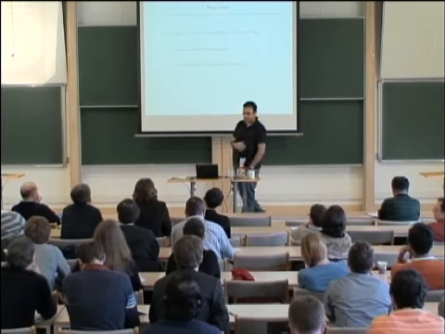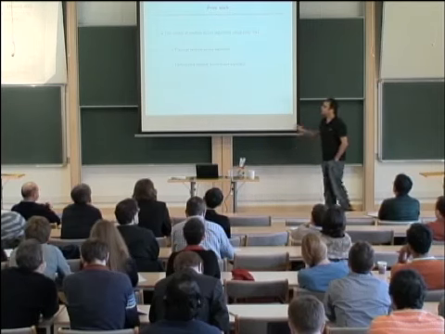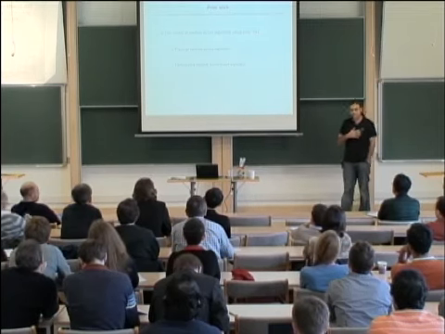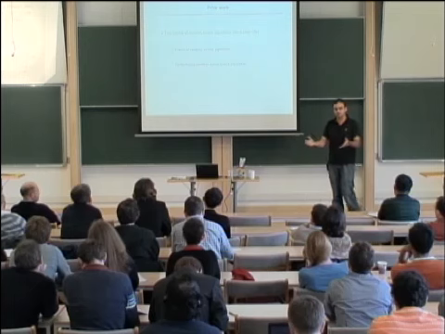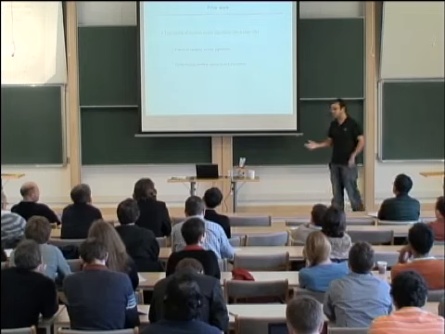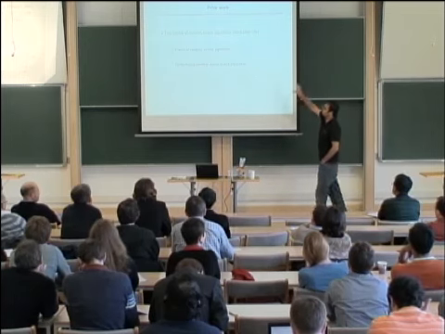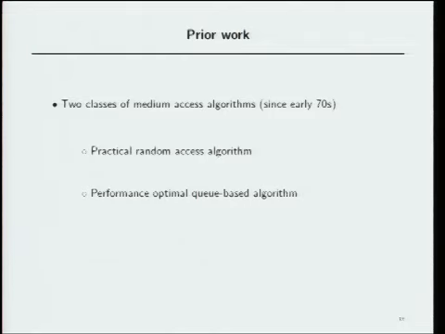So now I'll describe a brief prior work. There's a lot of work on this topic, and it's a very active topic even now. So it will be impossible for me to go through history reasonably. What I will do is, for the purpose of this talk, divide the work into two types. One is practically motivated random access like solutions, and the second one is performance optimal algorithms, which are Q-based algorithms, and then I'll go to our result.